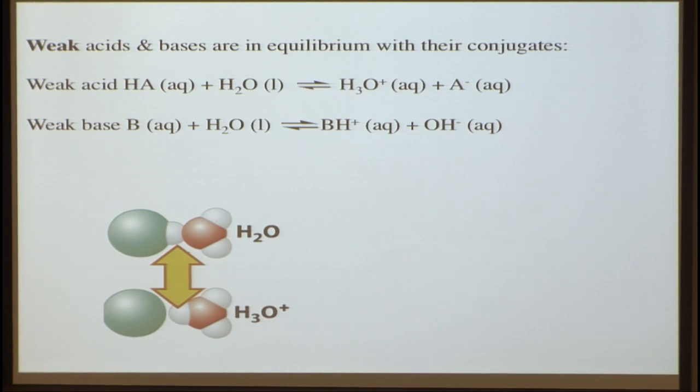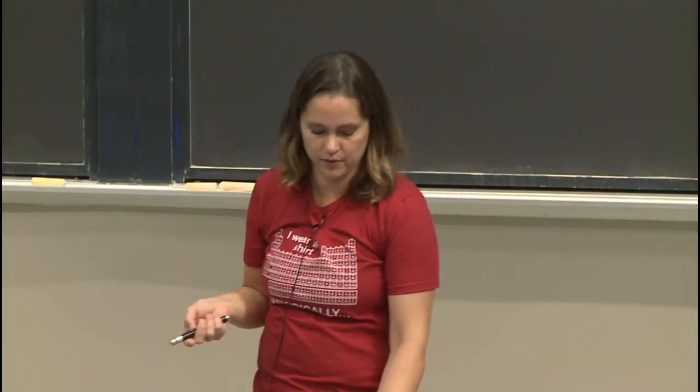So if you have very weak, you have moderate, you have very weak. And this is what's important for forming buffers. And buffers are really important.